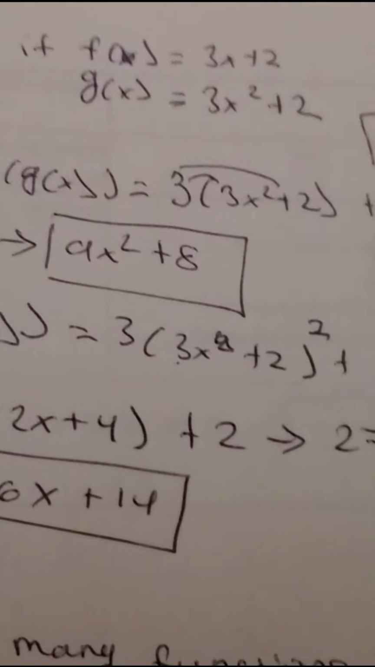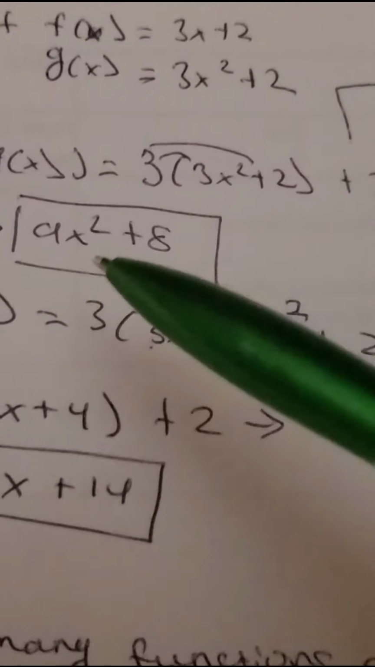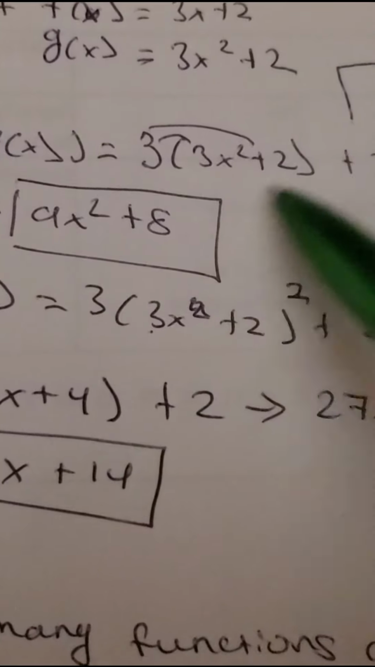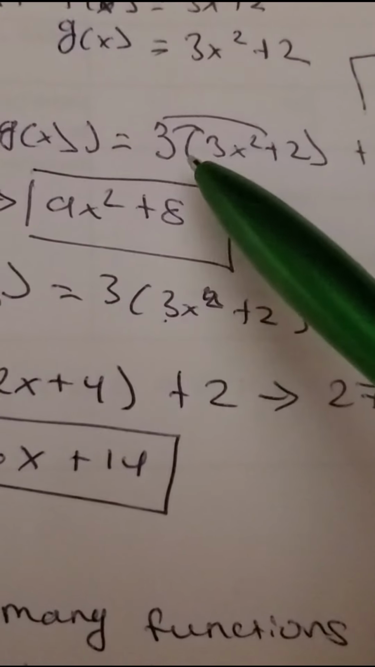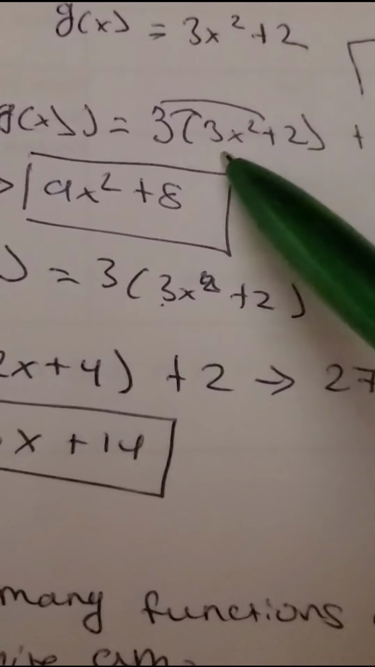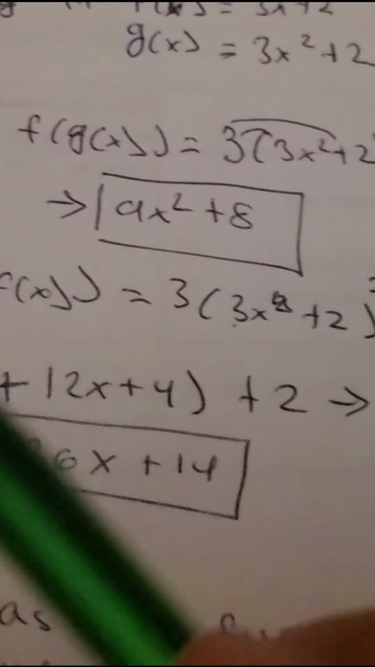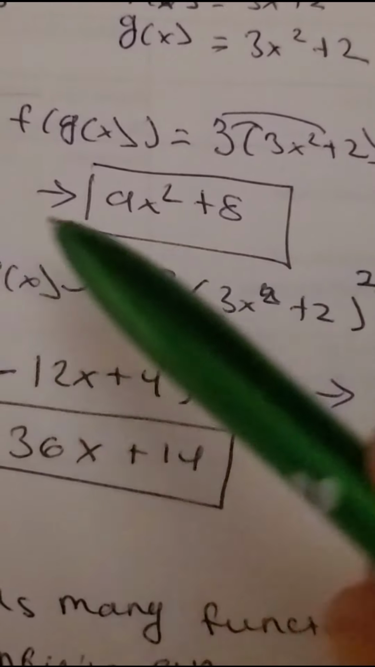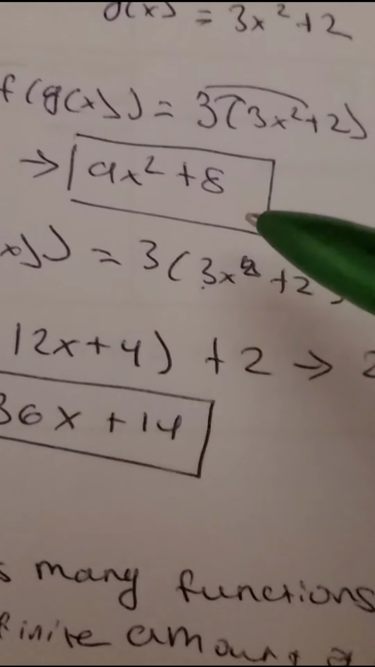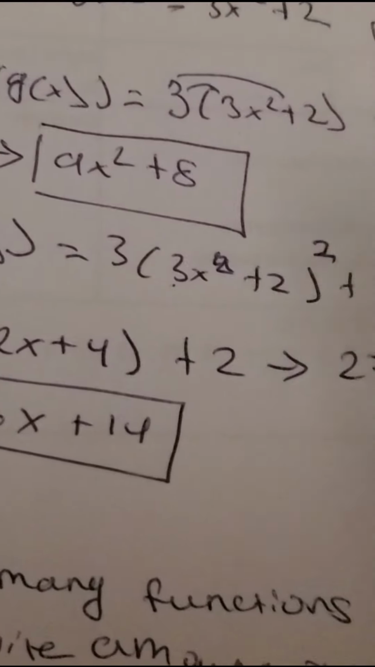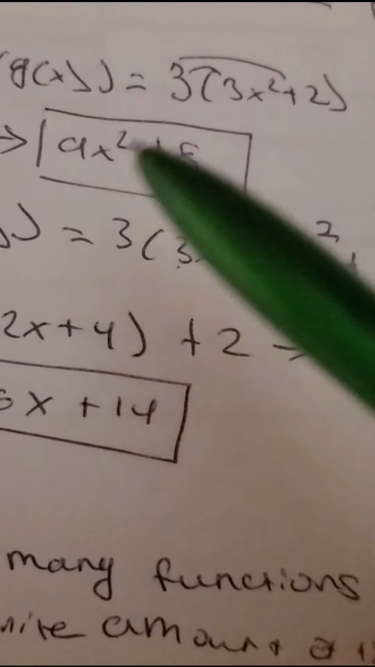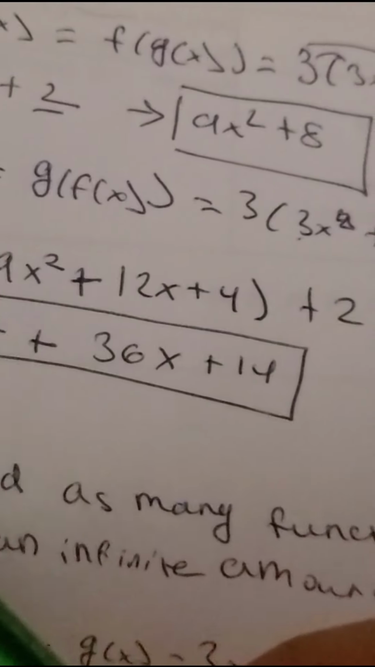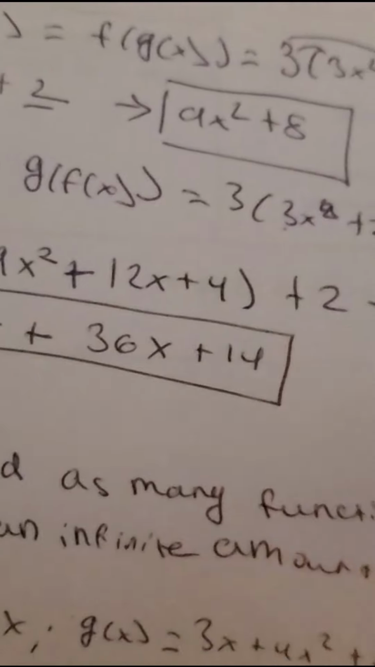Pretty much what's going on here is we're just simplifying it down. To distribute, we get 9x squared plus 6 plus 2. That's the basic distributive property. And we clean it up even more: we have 9x squared plus 8. Simple. Now we have the F∘G, and now let's take a step further.